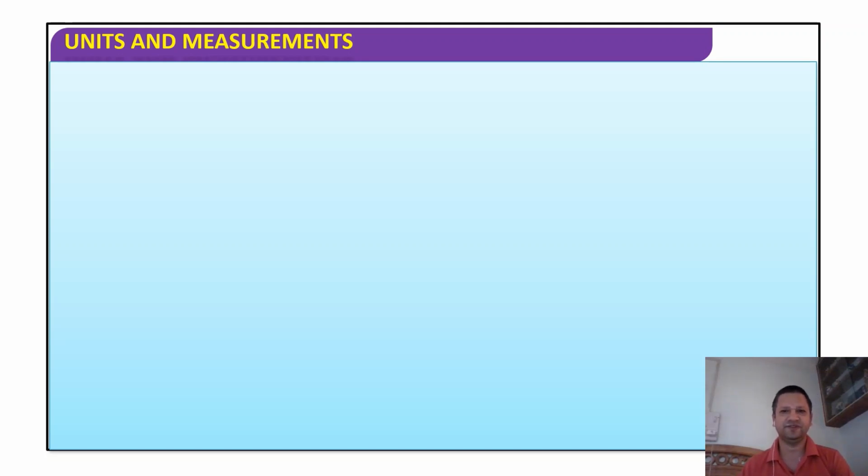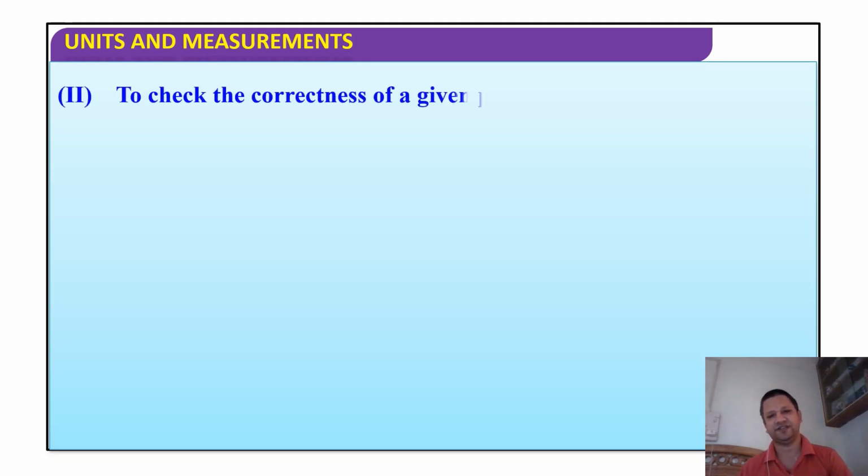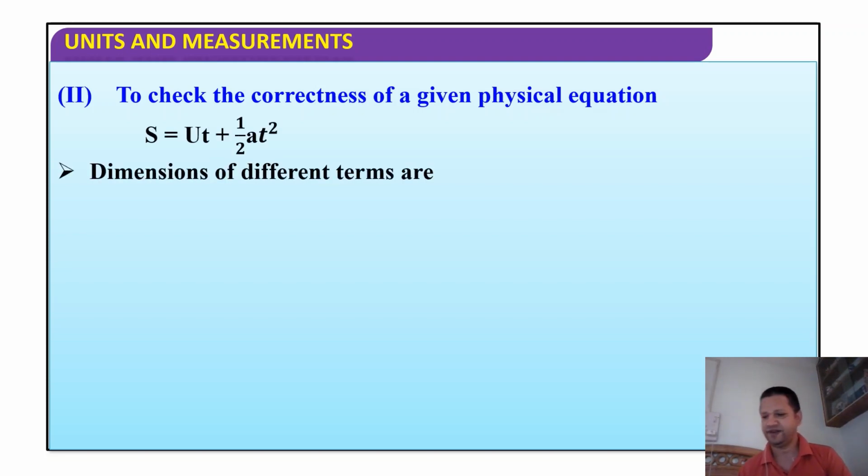Come to the next application: to check the correctness of the given physical quantity. Already we have discussed it. Let us consider one important point. If the dimension of this particular term S, dimension of ut, dimension of half a t square, here is again the drawback of the dimension. This half is a numerical number and has no importance.